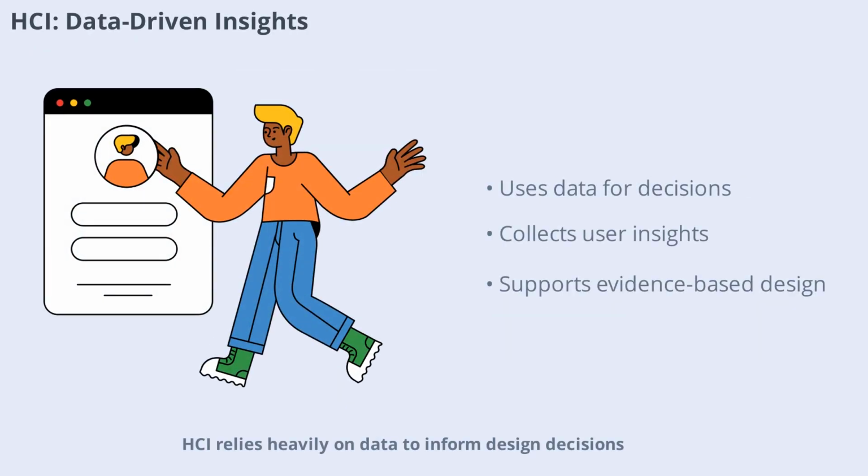HCI relies heavily on data to inform design decisions. Researchers collect quantitative and qualitative data through experiments, surveys, and analytics. This evidence-based approach ensures that changes are grounded in real user behavior, leading to more effective and user-friendly systems.